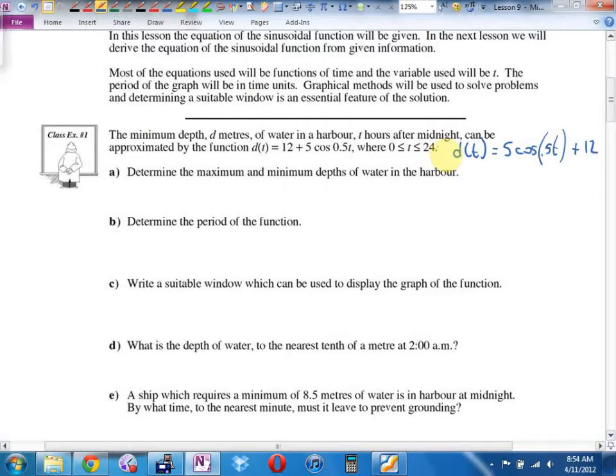A says, find the maximum and the minimum depths of water in the harbor. So we need to remember how we graphed trig functions. The first thing that we looked for was the vertical displacement, which was this number. The vertical displacement is what here, Itzel? 12. Because that was vertical, and they're asking for maximum and minimum depths, vertical.